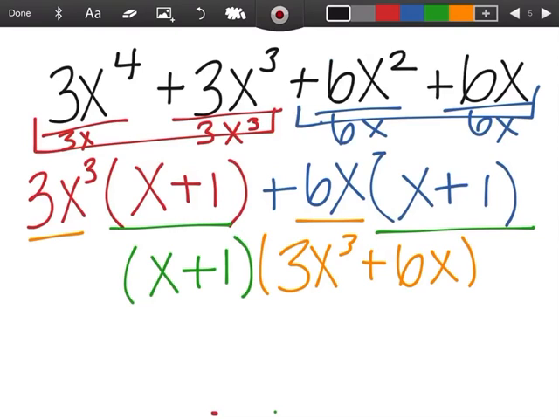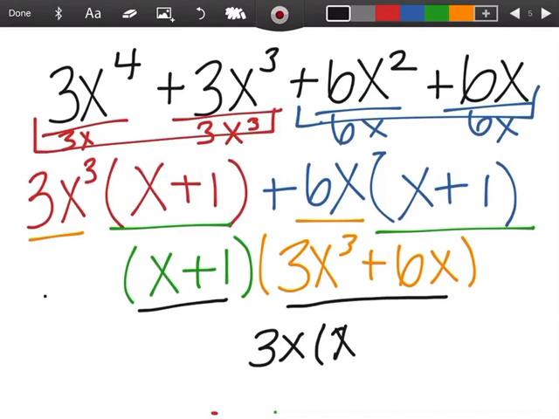I have to be on the lookout for GCFs all the time. x and 1 have nothing in common, but if you look at 3x to the third and 6x, they have something in common still. They have a 3 and they have an x in common. So I need to factor that out. So I have in the first term just x squared, and in the second term plus 2.